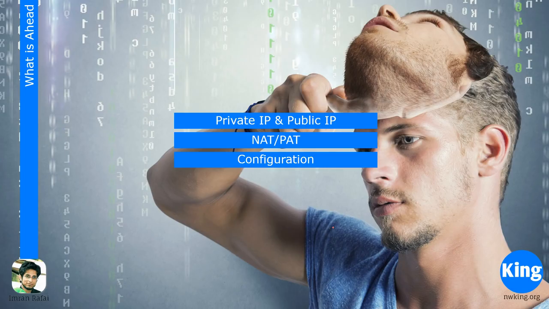So what are we going to look at in today's video? We're going to look at three things. We will do a recap. We have already done private IP and public IP, so we do a recap of what public IP and private IP are. And then we will look at what a NAT or PAT is, and then of course we will look at the configuration for each of those things.